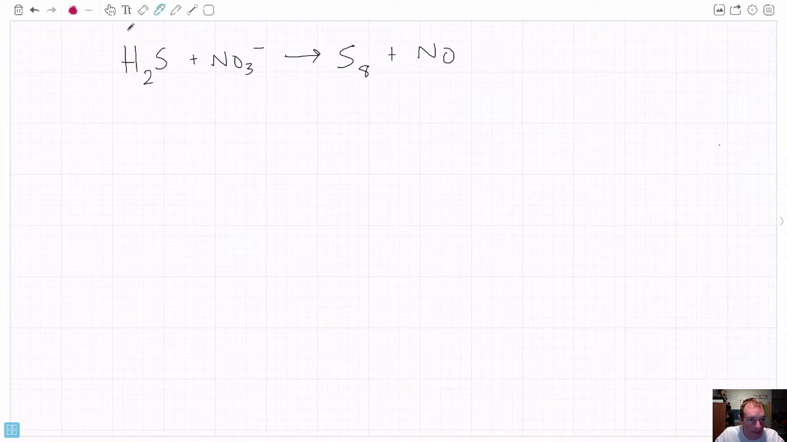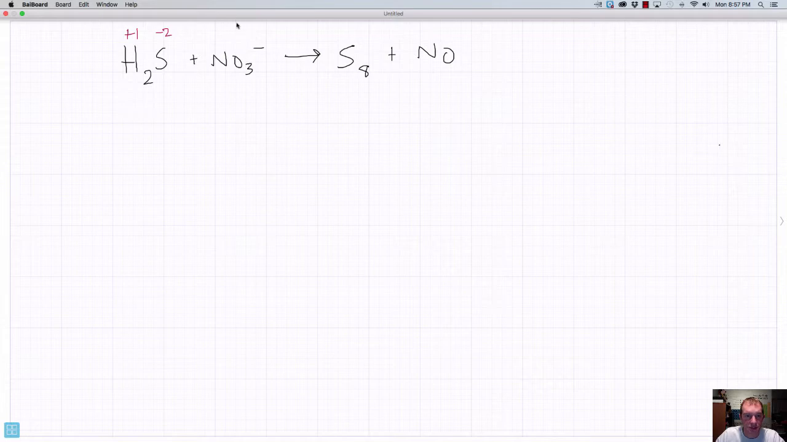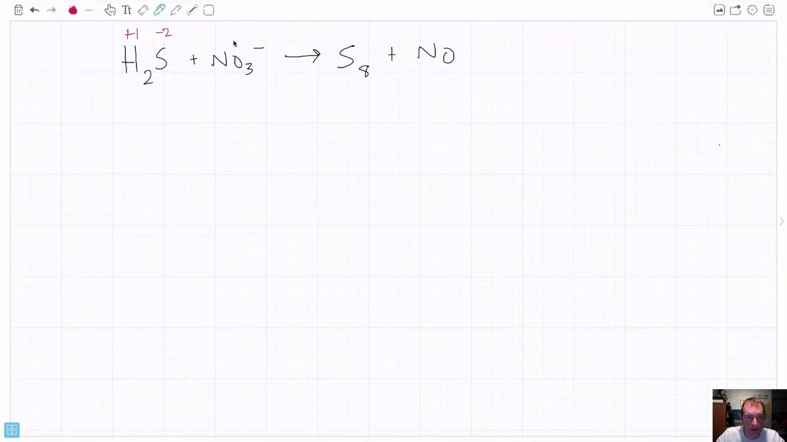So hydrogen we know is almost always going to be +1 unless it's attached to a metal, in which case it's -1. So there are two positive ones there, which makes the sulfur a -2. Going on to the nitrate, we've used nitrate a lot, but we can see that the oxygen is going to be -2 because it always is. There are three of them for a total of -6, which means the nitrogen becomes a +5.